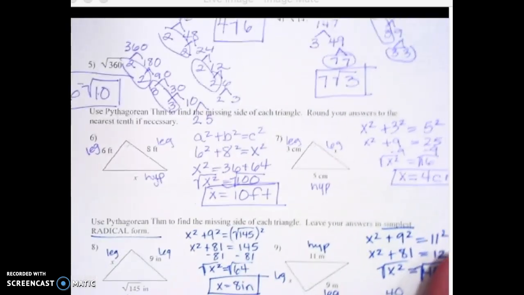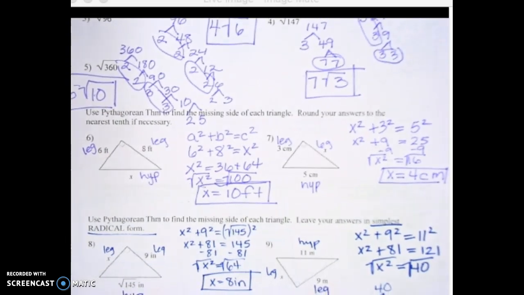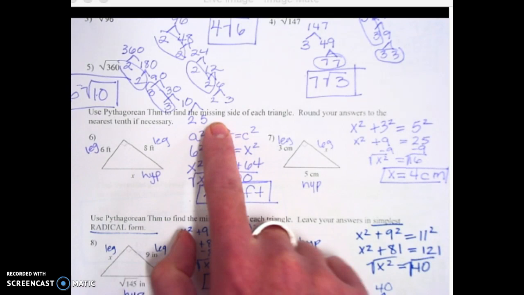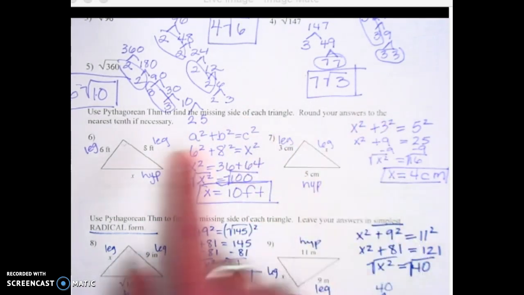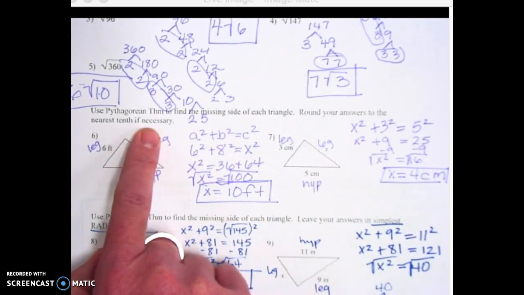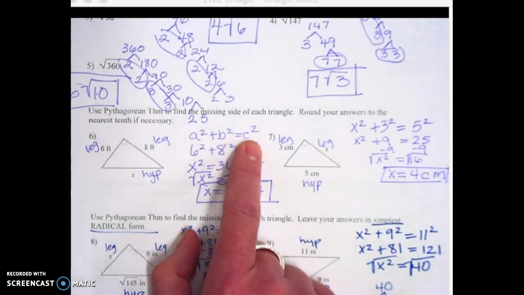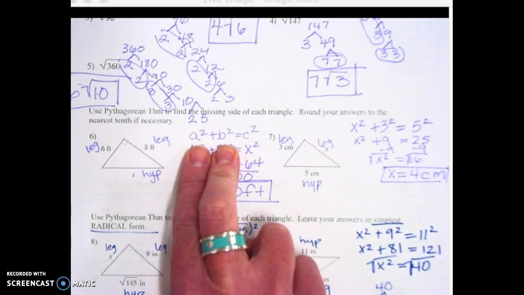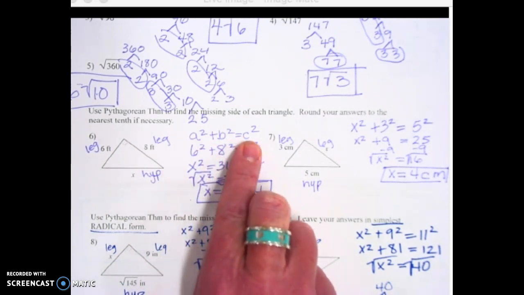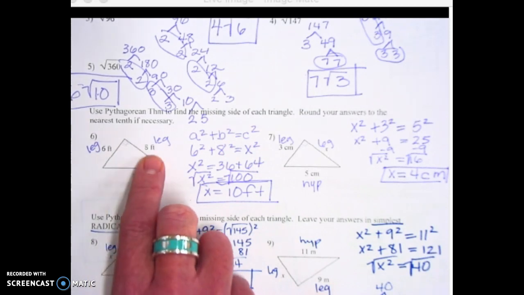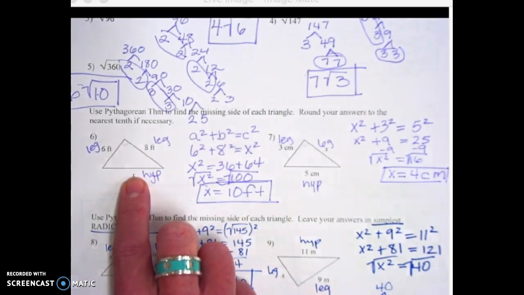For numbers 6 and 7, the directions say use the Pythagorean Theorem to find the missing side of each triangle. Round your answer to the nearest tenth if necessary. So the Pythagorean Theorem is a squared plus b squared equals c squared, where a and b are your legs, and c is always your hypotenuse. So on this particular triangle, 6 and 8 are your legs, x is your hypotenuse.